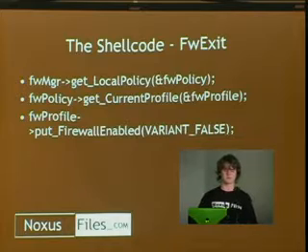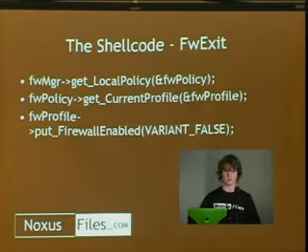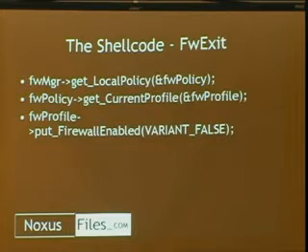So basically, here's the kind of outline that we're going to use for the shell code that we need to write for this firewall. So we do a get local policy. From this, we can use a method called get current profile, and from that profile, there's a method called put firewall enabled. Variant false sounds like a very good option in this case, doesn't it?